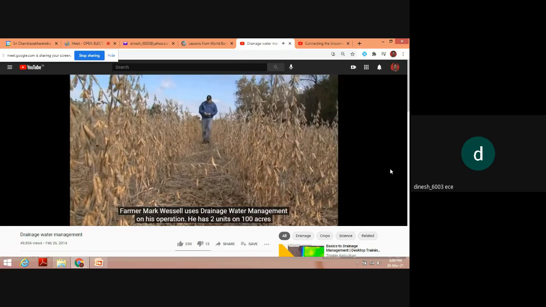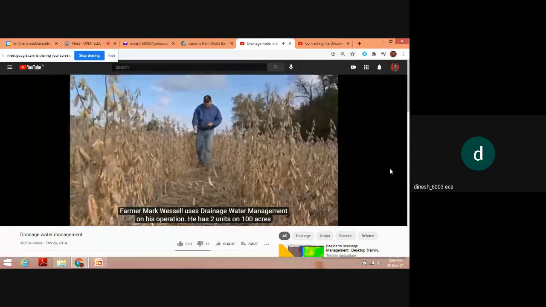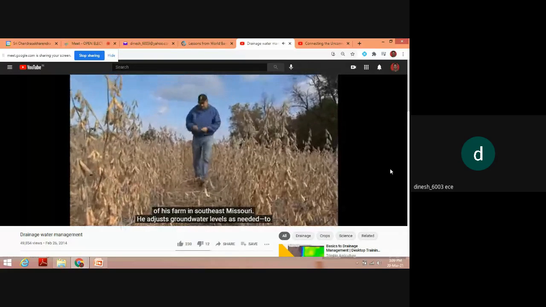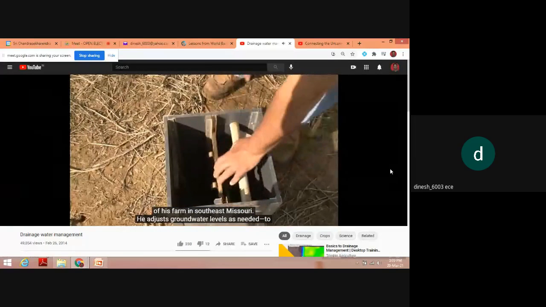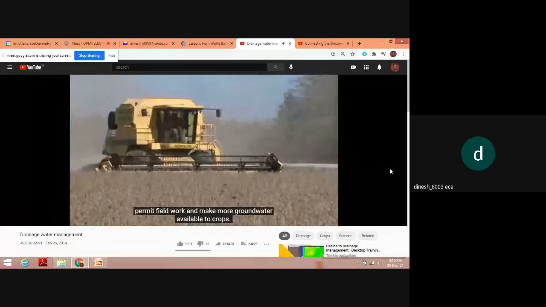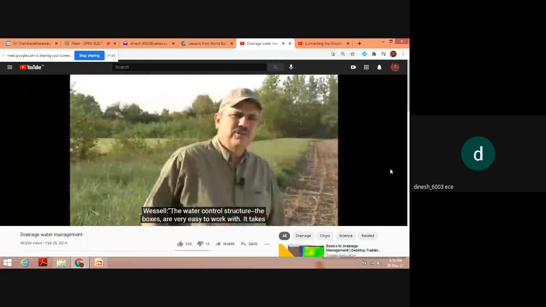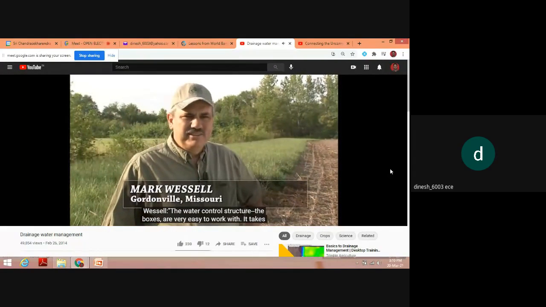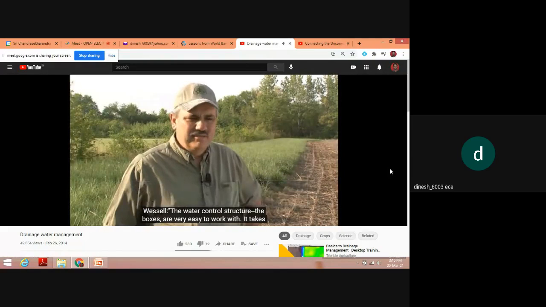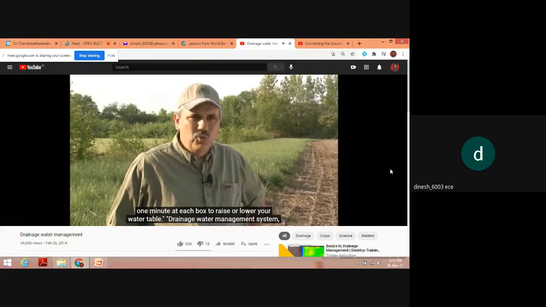Farmer Mark Wessel uses drainage water management on his operation. He has 2 units on 100 acres of his farm in southeast Missouri. He adjusts groundwater levels as needed to permit field work and make more groundwater available to crops. The water control structure boxes are very easy to work with. It takes 1 minute at each box to raise or lower your water table.